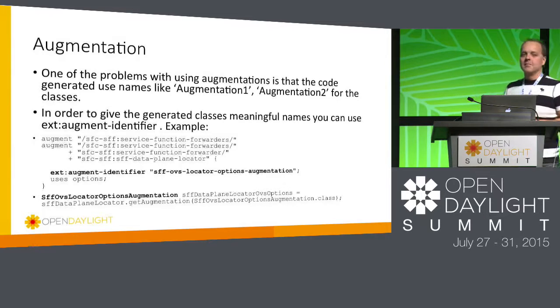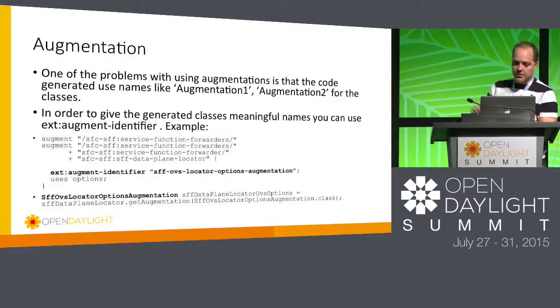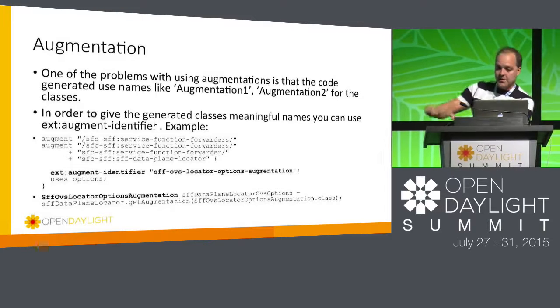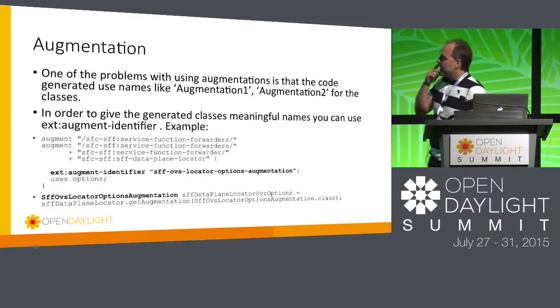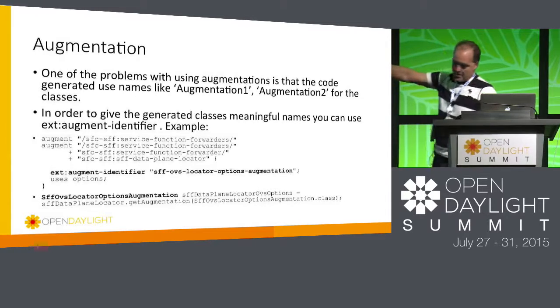And for the longest time, I was like, well, having a piece of paper, writing down what is augmentation 1? Okay, this is Open vSwitch. Oh, this is OpenFlow. Oh, but this is OpenFlow for this extension. So I'm writing, okay. And then I figured out that you can use this Yang statement called extension augment identifier.